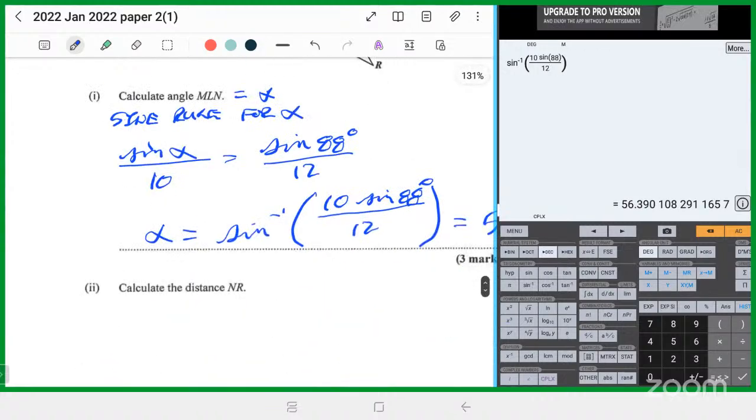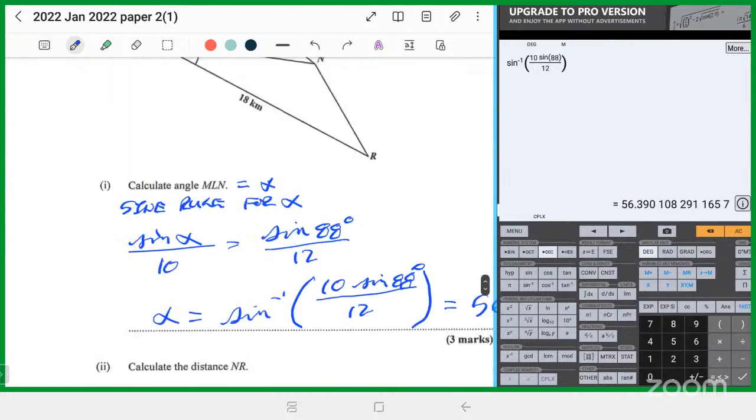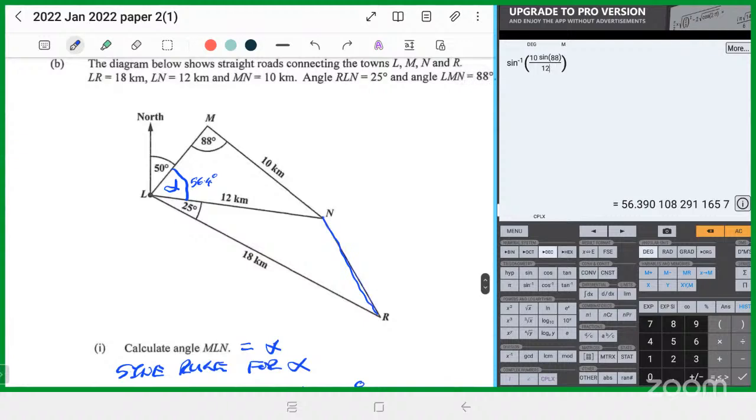What else? They want the distance NR. Let's look at the diagram. NR, that's this distance. Let's get that distance by working in this triangle. And this time we're going to use the cosine rule, because we could not make the sine rule work in this triangle. Once you start in a triangle with the sine rule, you can finish with the sine rule. The only thing left in this triangle that we don't know would be this angle, which you would find by subtracting these two.